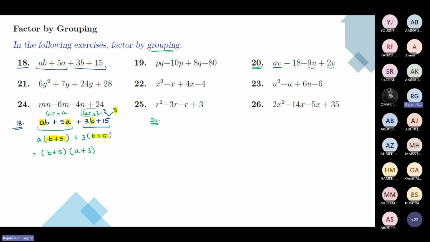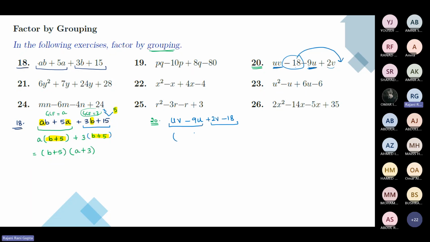So let's pair it with, say, 9u. So uv minus 9u, we are just rearranging the terms, plus 2v minus 18. I'm writing this 18 at the end, taking out from here. Okay? So now we group these two terms and these two terms.